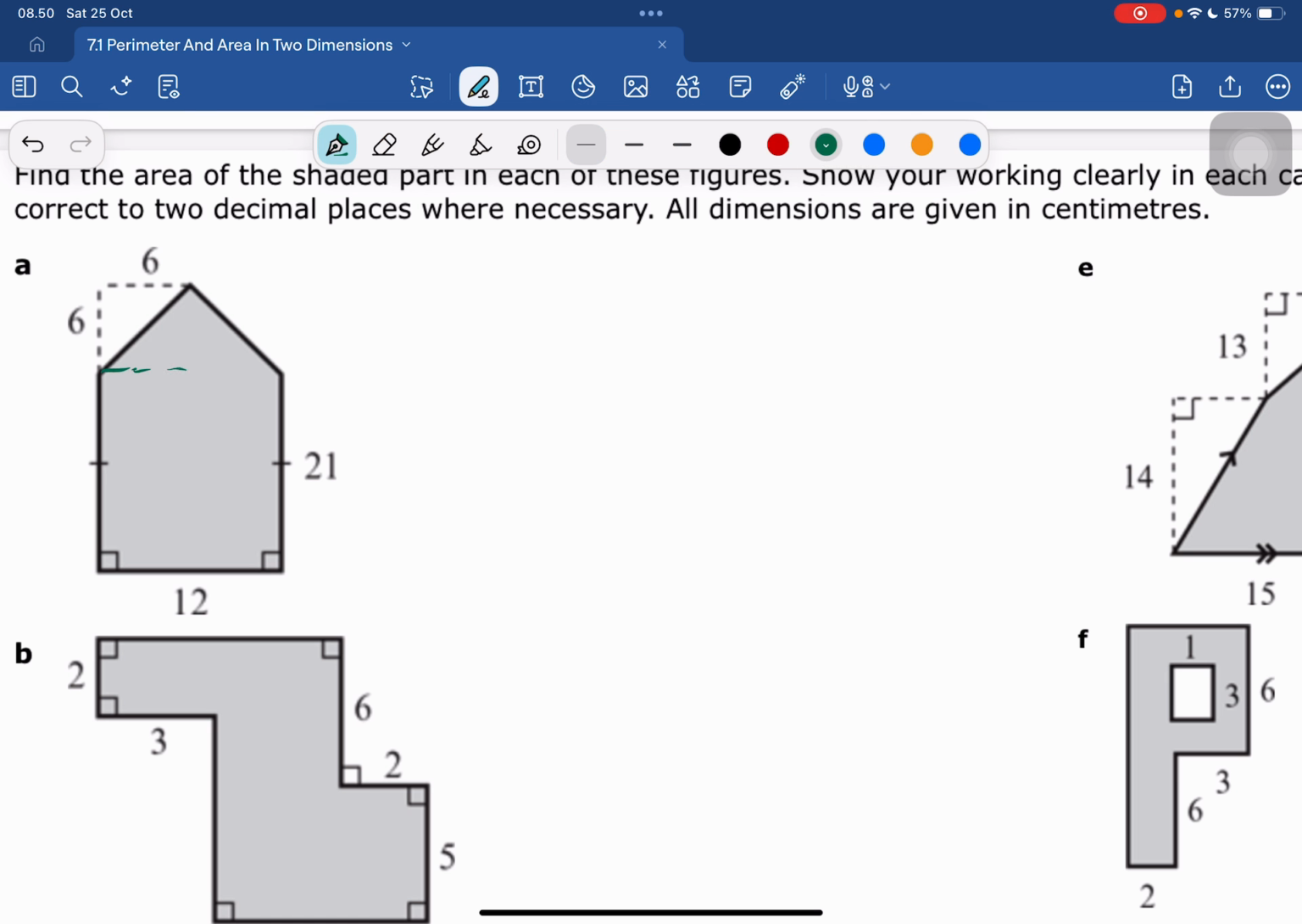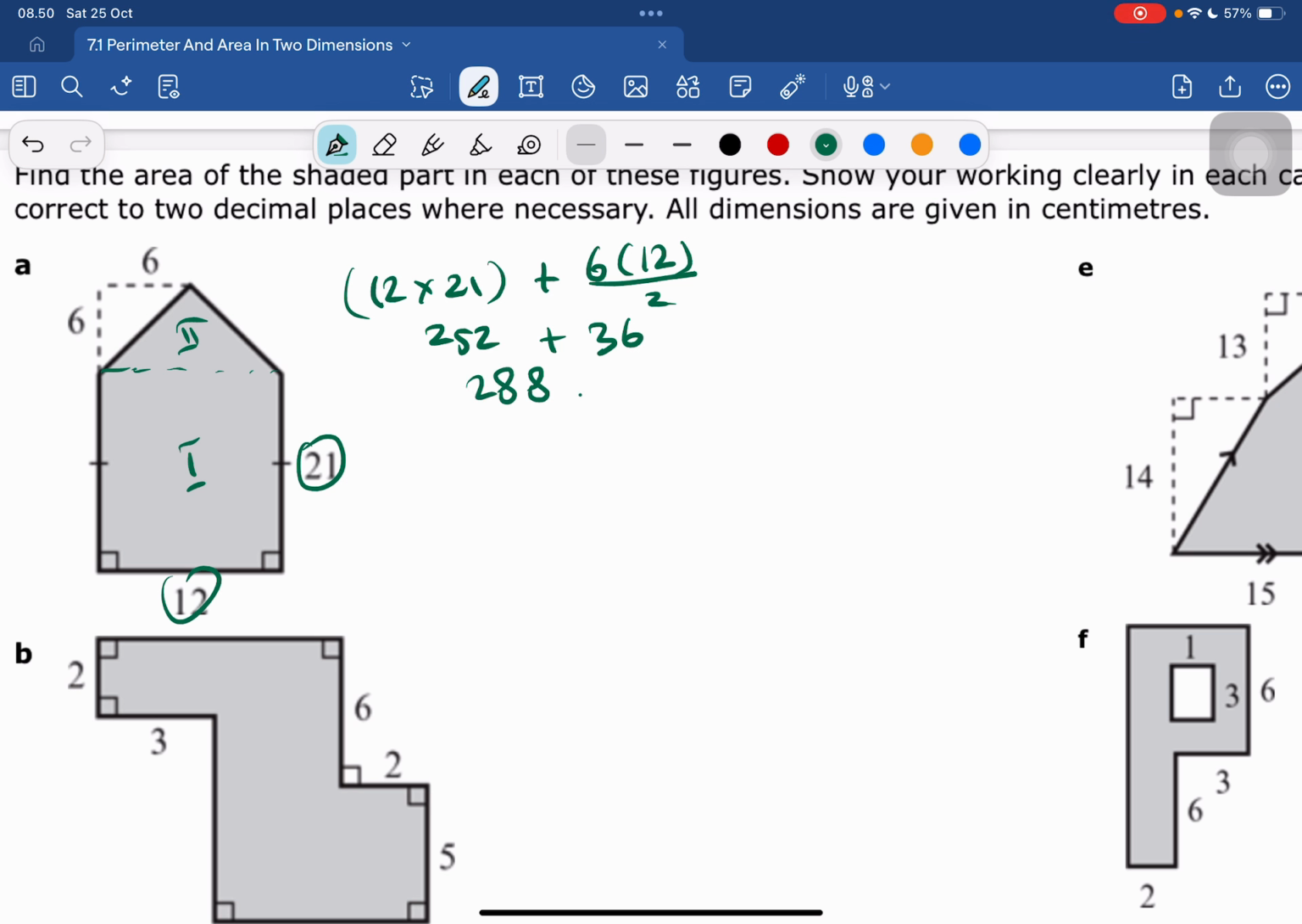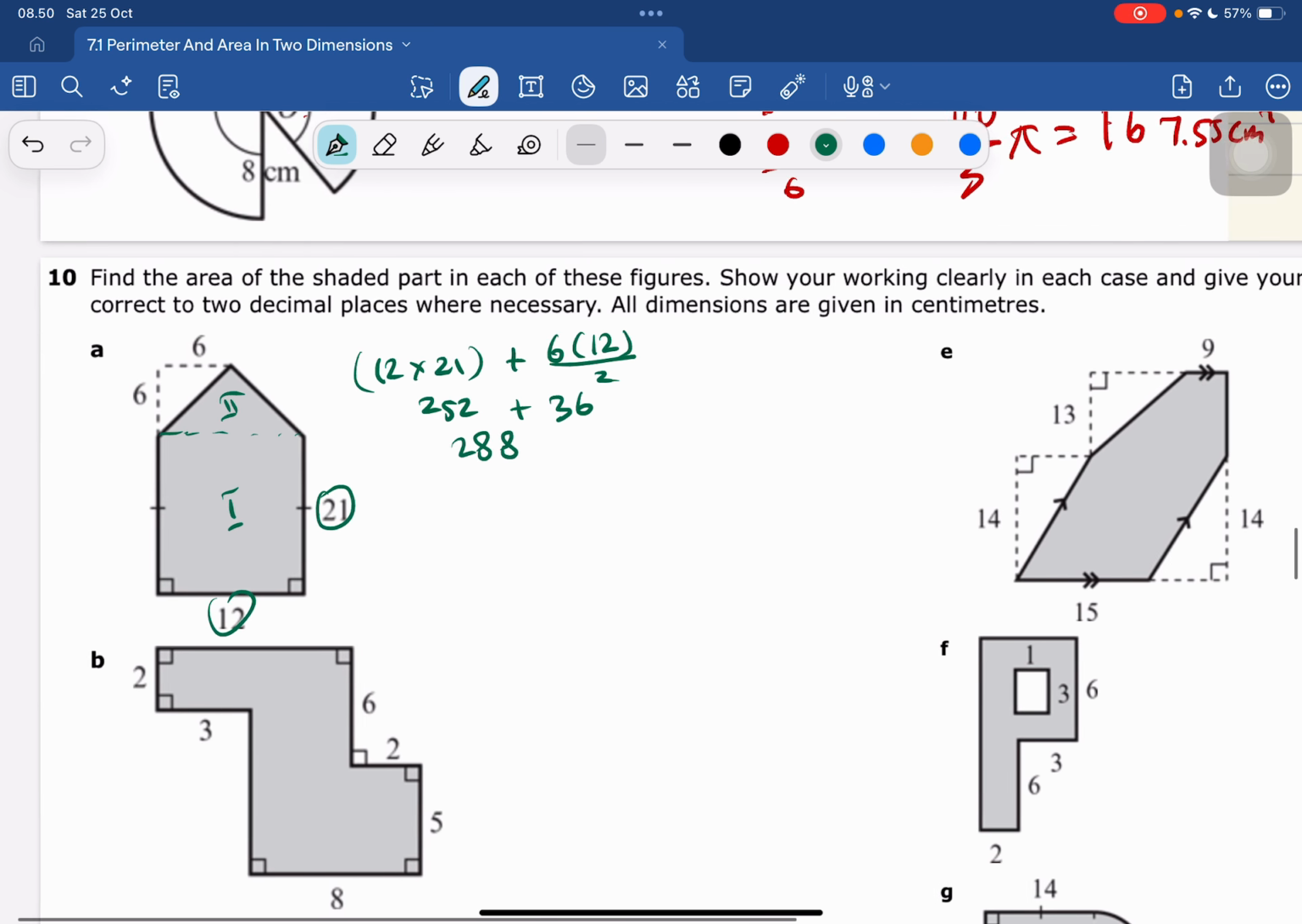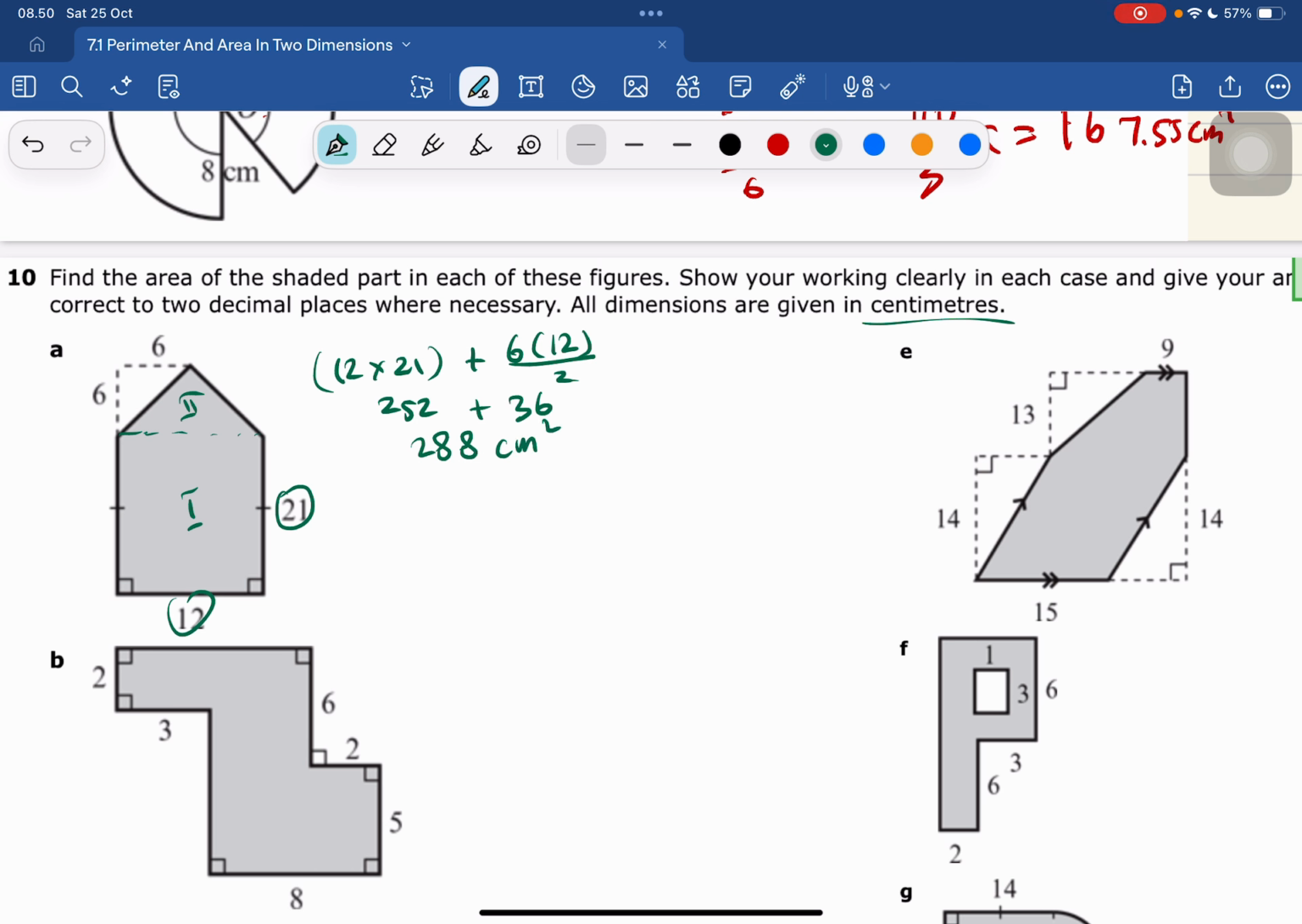So this is not a square, this is a rectangle. This is 21 and 12. So 12 times 21 for the first area, and the second area is a triangle, 6 times 12, we divide by 2. So 12 times 21 is going to be 252, plus this is going to be 36, so 288. Unit cube. What is it? Is it centimeter? Okay, centimeter. So centimeter square.